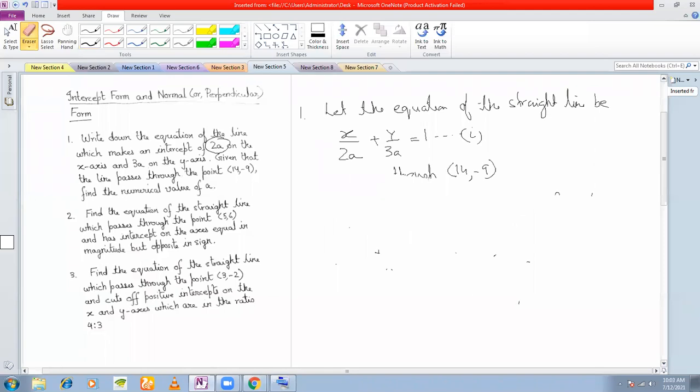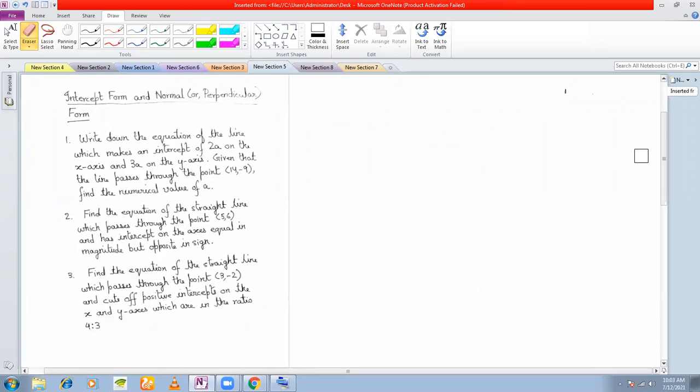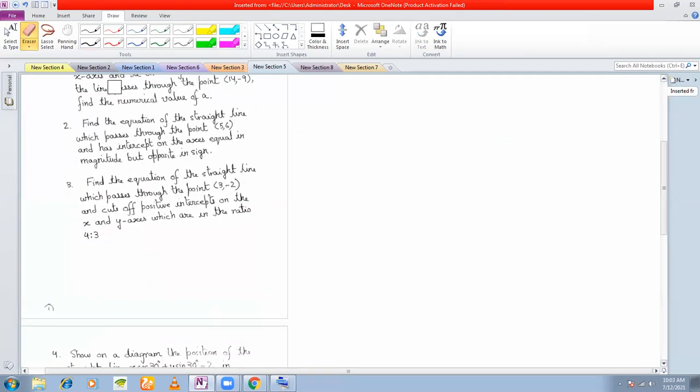Moving on to the next question. Find the equation of a straight line which passes through 5, 6 and has intercepts on the axes equal in magnitude but opposite in sign. What do you mean by intercepts that are equal in magnitude and opposite in sign? That means if the x-intercept is minus 2, then the y-intercept will be plus 2. They are equal in magnitude but opposite in sign. Or you may have x-intercept equal to say plus half. Then what should be the y-intercept? Y-intercept should be minus half. So they are equal in magnitude but opposite in sign.